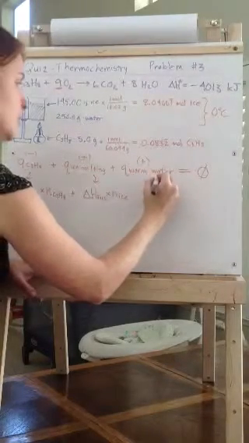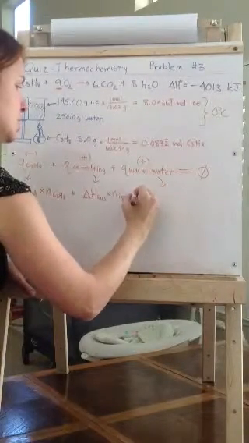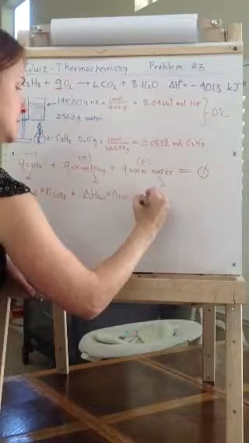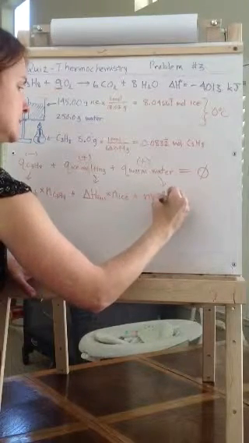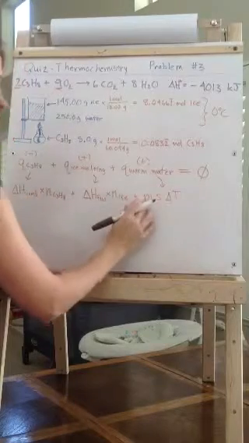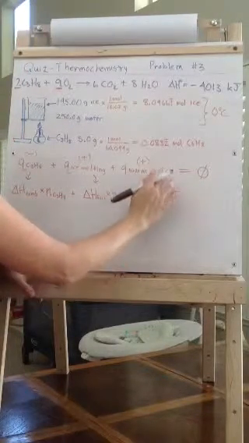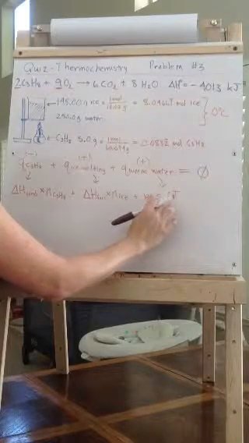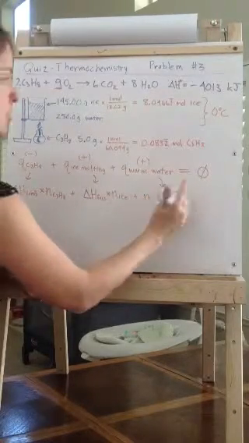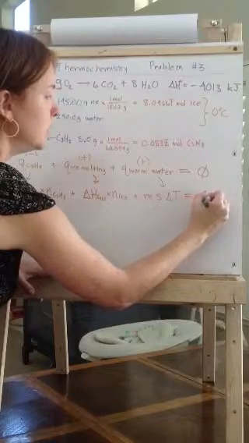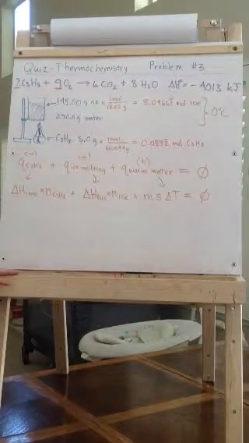And then Q for the water warming up. Now this is a temperature change, so this Q is going to get replaced with the expression ms delta T. It's going to be the mass of everything that's warming up times the specific heat of water, because that's the substance warming up, times the temperature change of water, which is what we're looking for. So that's all got to add up to 0.